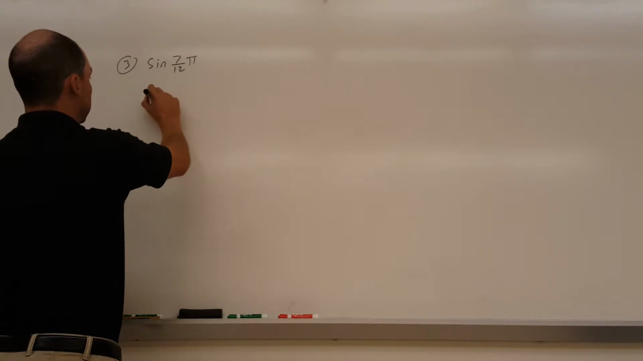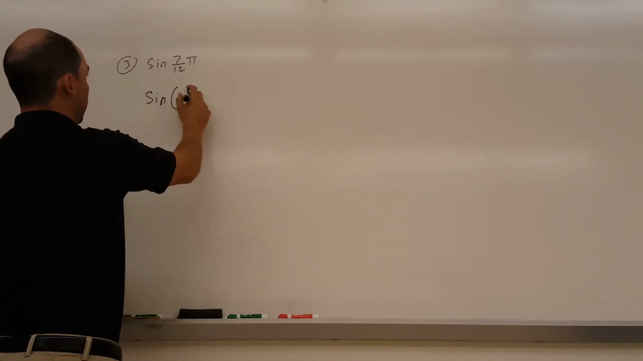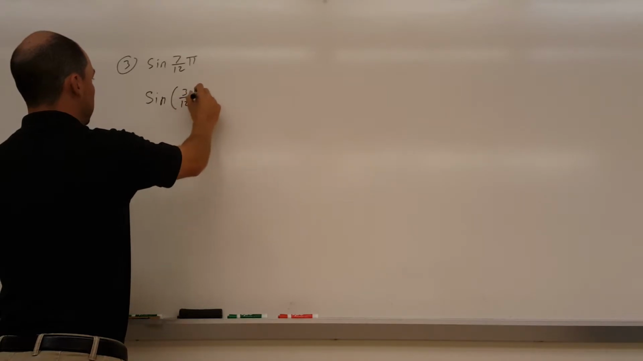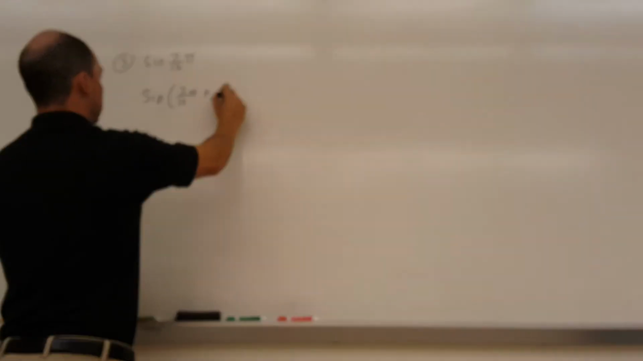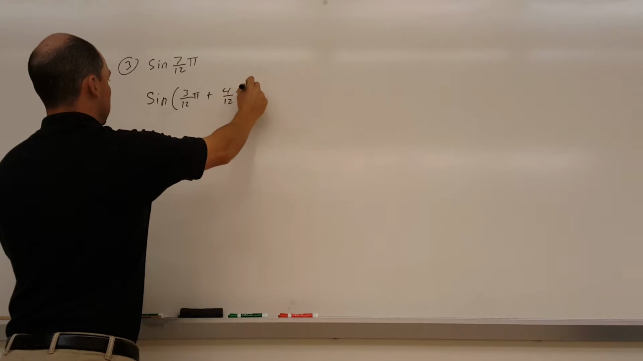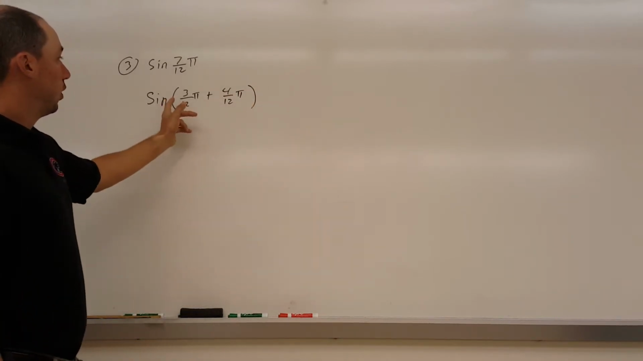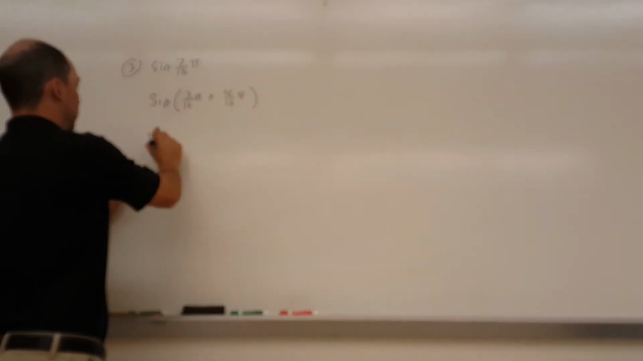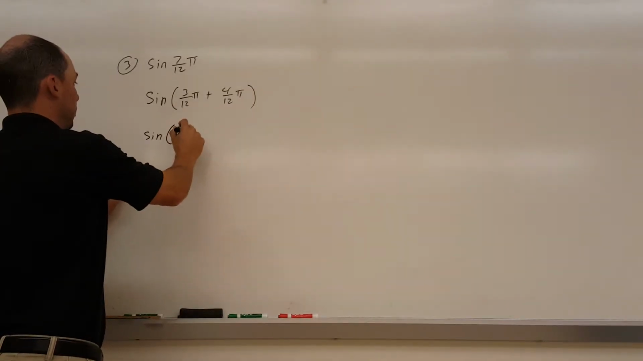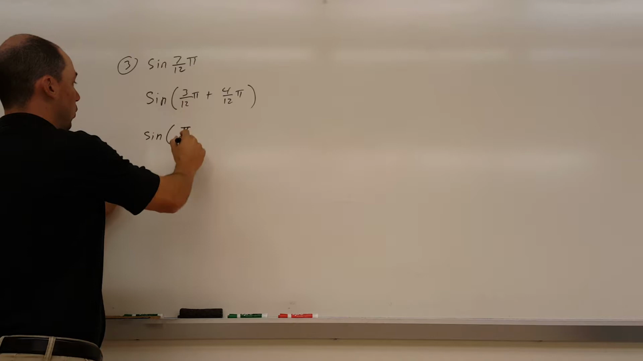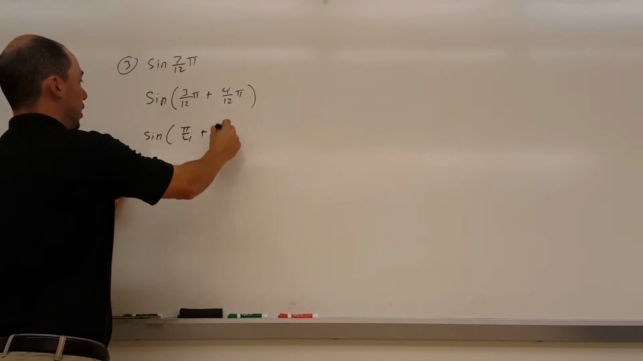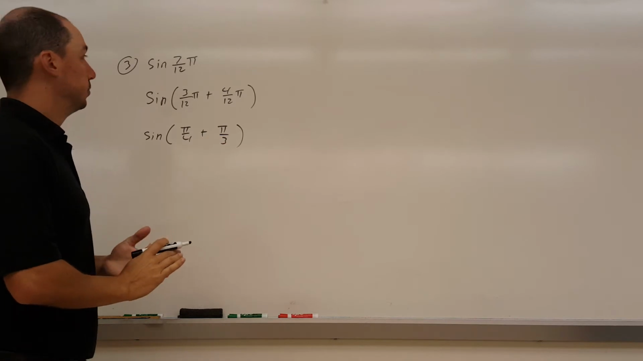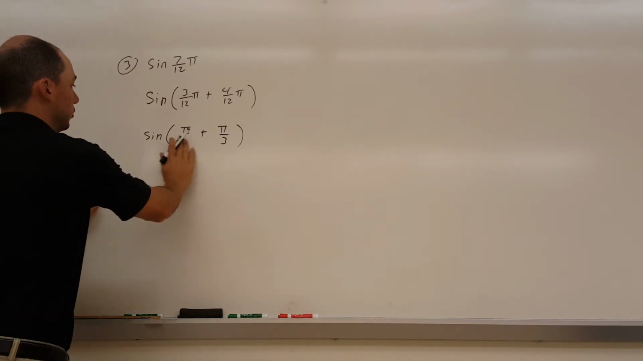This will become sine of 3/12 π plus 4/12 π. And 3/12 plus 4/12 makes 7/12. Reduce these fractions: sine of π/4 plus π/3. So it looks like we're going to get a similar answer to the last problem. A little bit different.